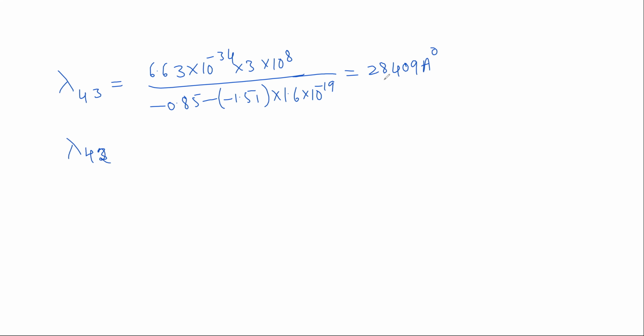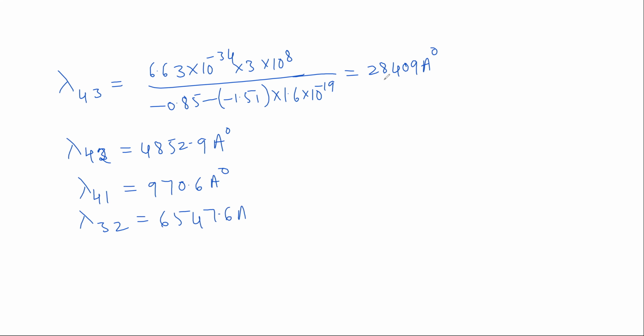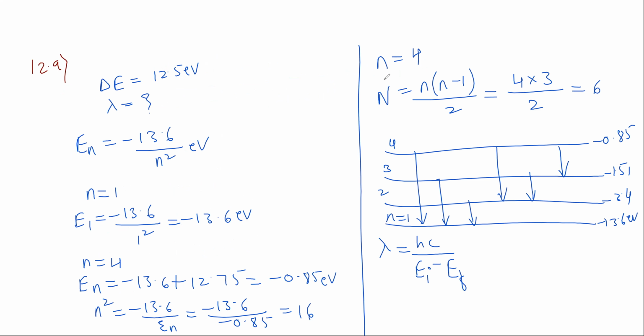Similarly, from 4 to second level, how much do we get? 4852. We use the same formula, just change the values and simplify. From 4th to first level, 970.6 angstrom. From third to second, 6547.6 angstrom. And from third to first, 1023.6 angstrom. From second to first level, 1213.2 angstrom. So this is the solution for 12.9.